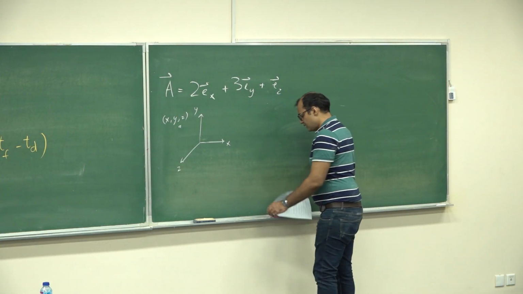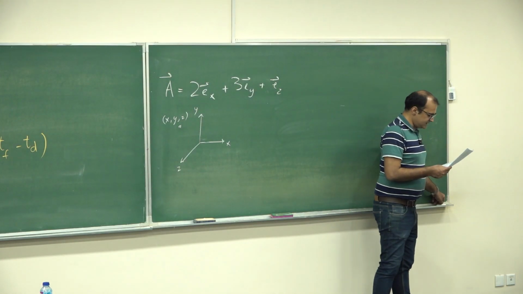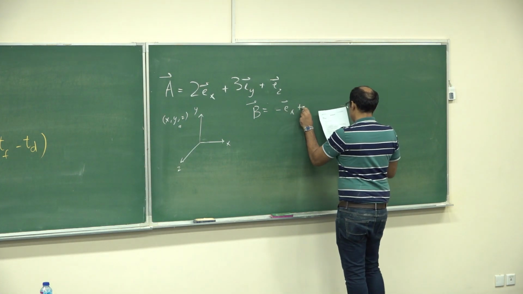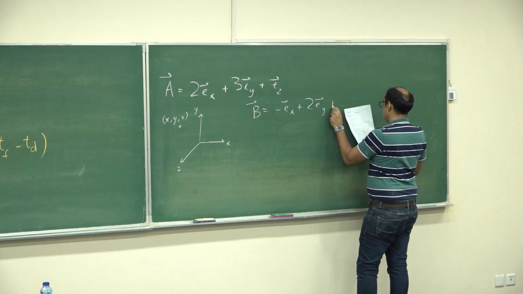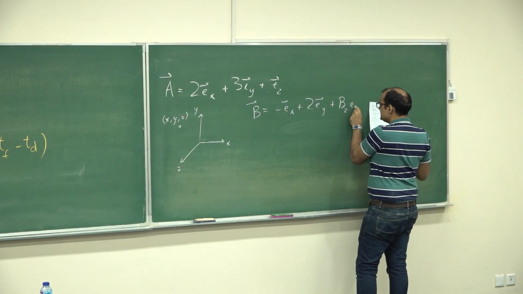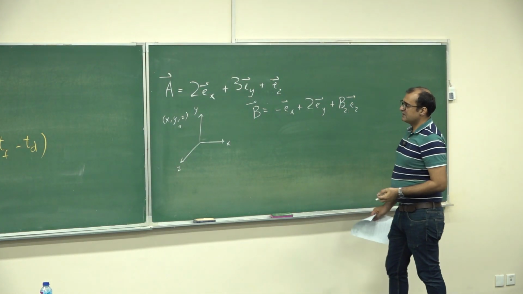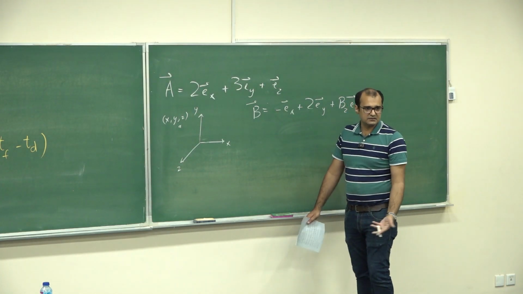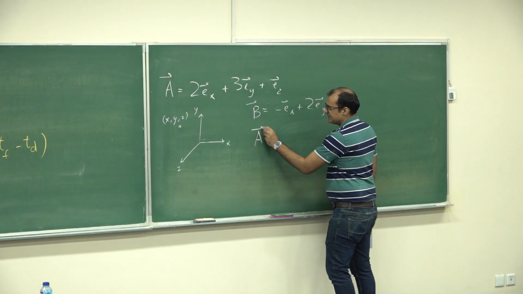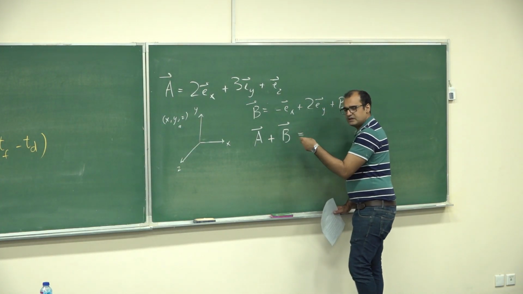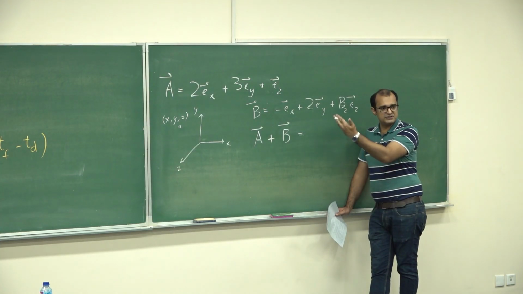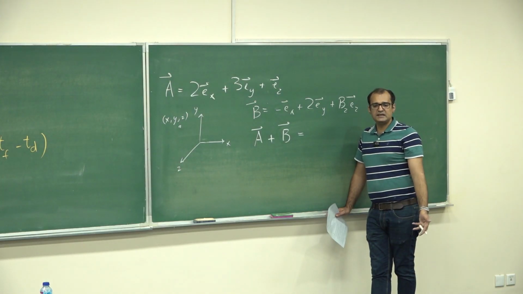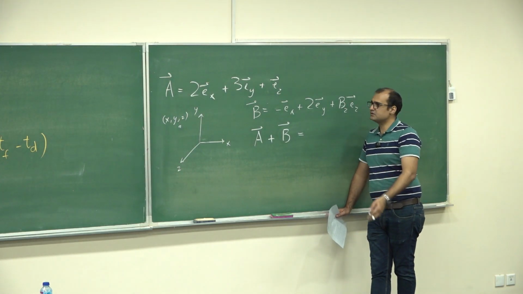And you are given a second vector, b, equal to minus ex plus 2ey plus bz ez. Bz you don't know. First of all, there's a resultant vector. The resultant vector is just the result of vector addition or vector subtraction. In this case, the resultant is just a plus b. If you have vectors written using unit vectors, it's very straightforward. You just treat ex, ey, ez as ordinary algebraic symbols, add terms that contain Ex together, add terms that contain Ey together, and so on.